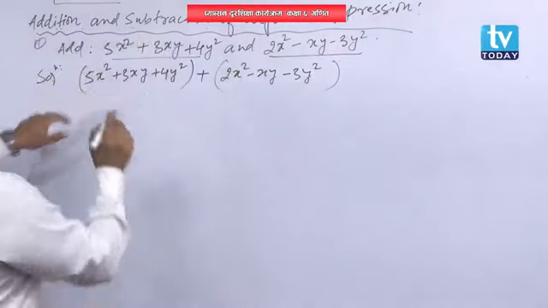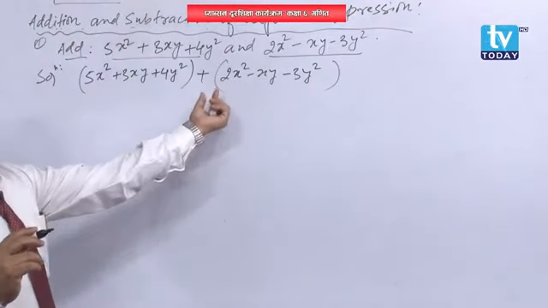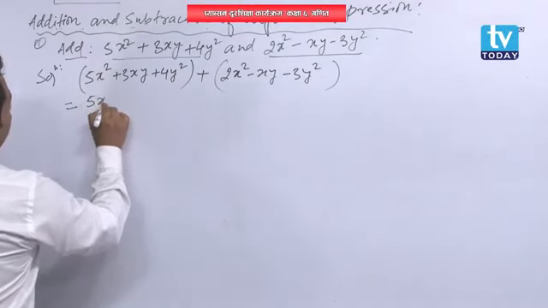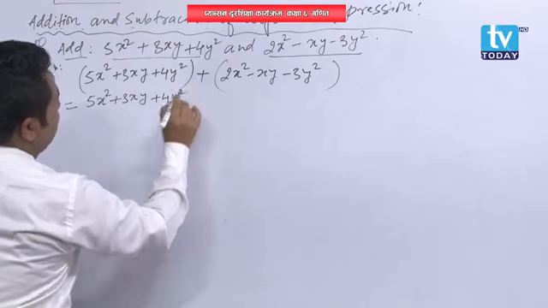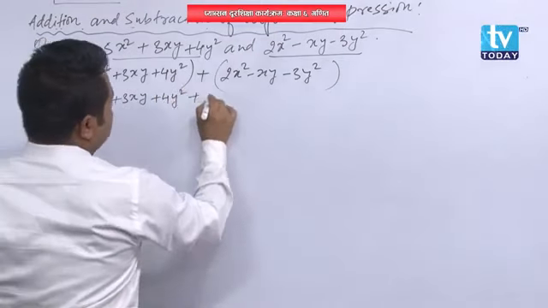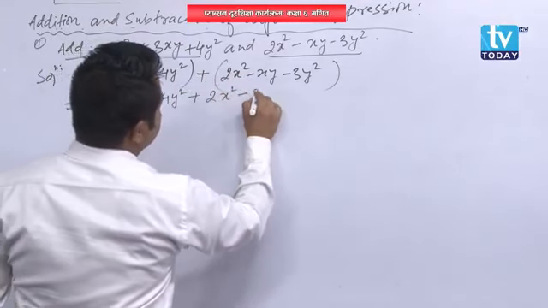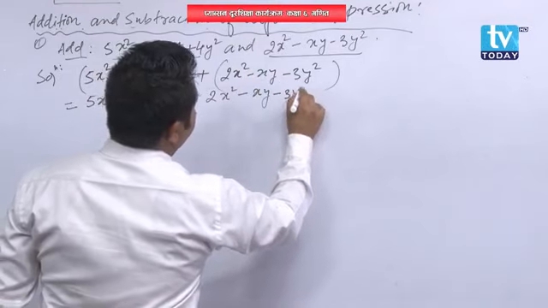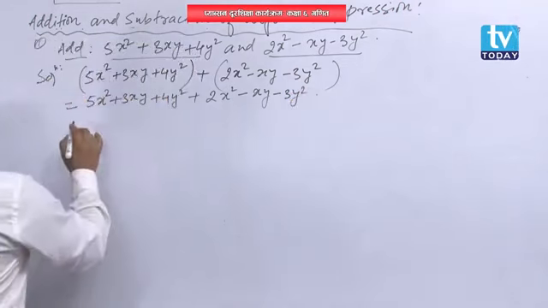In the question there is a plus sign given here, so there must be a plus sign. You can write 5x² + 3xy + 4y², plus into plus, 2x², minus into plus is minus xy, and minus into minus is plus 3y². Is that clear? Now you have to arrange the like terms.